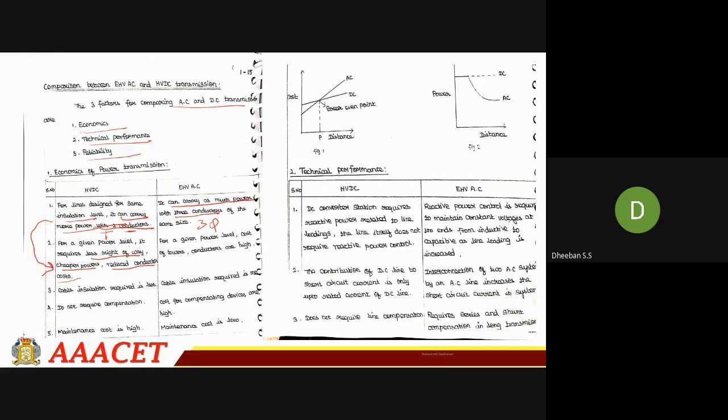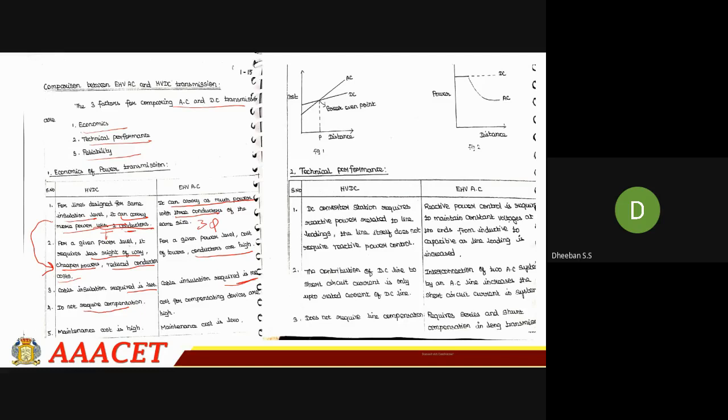But here another separate conductor is also needed, making the cost very high. The cable insulation required is less in one case; in the other, the cable insulation required is more. It does not require compensation, whereas in the other case the cost for compensating devices is high.